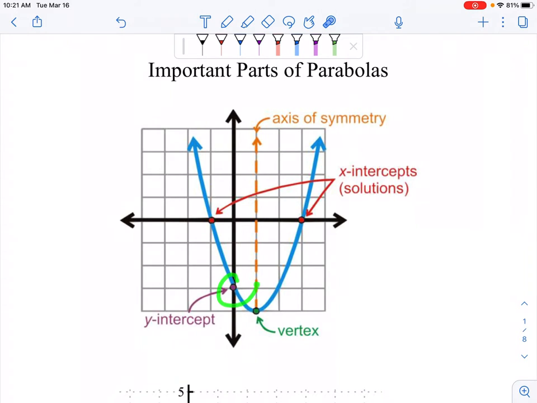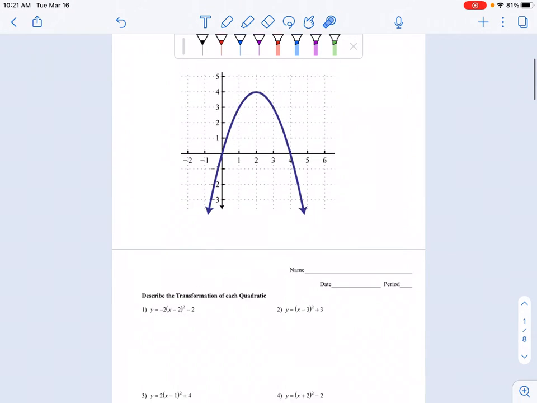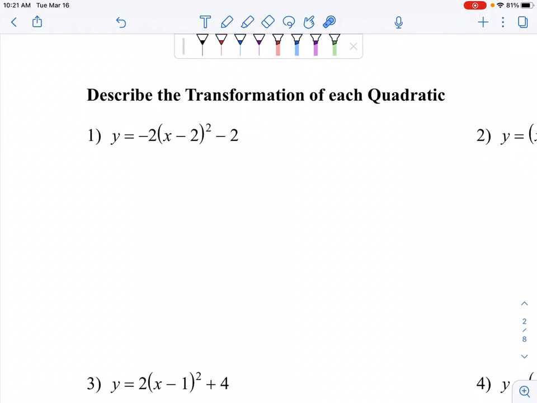When x is 0, what is y? That's our y-intercept. So in this case, our y-intercept is negative 1, 2, 3. Negative 3 there. So those are the important parts of a parabola, and we are going to be working with what's called vertex form. Vertex form looks like this: it is a, we're going to have our x to the second power, and then we have some stuff going on inside and outside. So I'm going to describe the transformation of each quadratic that's written here in vertex form.